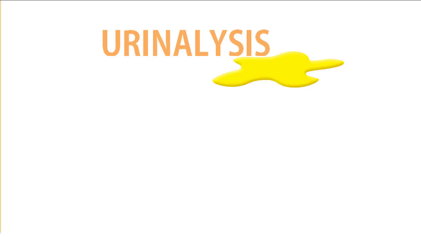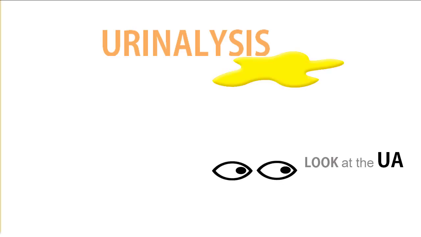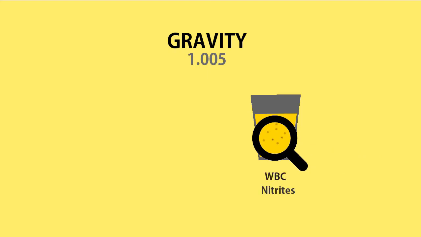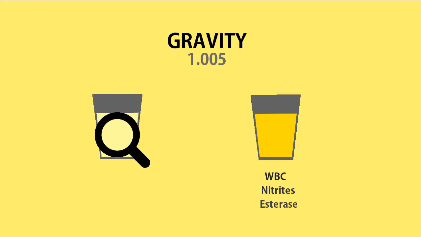First step is to look at the UA. This can be found under Results Review Urine. The specific gravity has to be 1.005 in order to detect WBC, nitrates, and esterase. If it is under that threshold, the urine is too dilute to delineate these things. Therefore, your UA may be falsely negative.